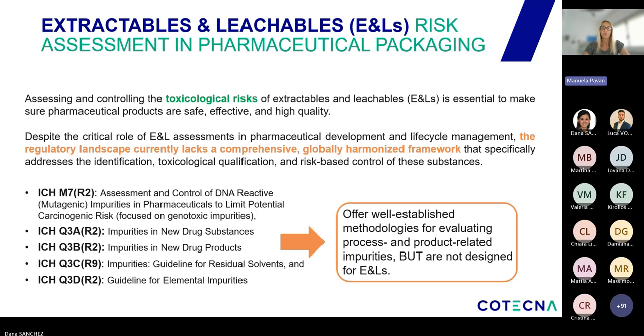However, despite the critical role of extractables and leachables assessments in pharmaceutical development and life cycle management, the current regulatory landscape lacks a comprehensive and globally harmonized framework that specifically addresses the identification, toxicological qualification, and risk-based control of these substances. There are existing ICH guidelines on impurities, for example, ICH M7 and Q3A, B, C, and D, that all offer relevant principles, but were not specifically designed to cover extractables and leachables.